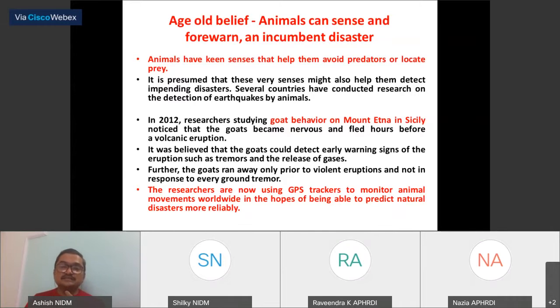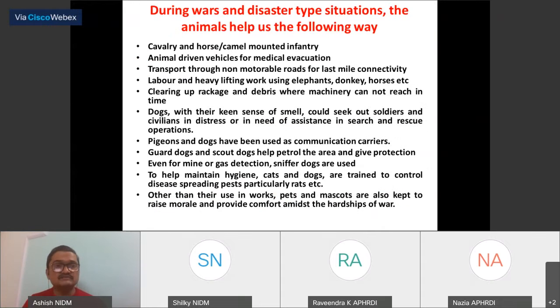Then researchers are also using GPS trackers to monitor animal movements worldwide, and it also helps find their habitats which are endangered by our anthropogenic activities. So using these GPS trackers, we can find their movement and accordingly manage, in many ways, our day-to-day work.